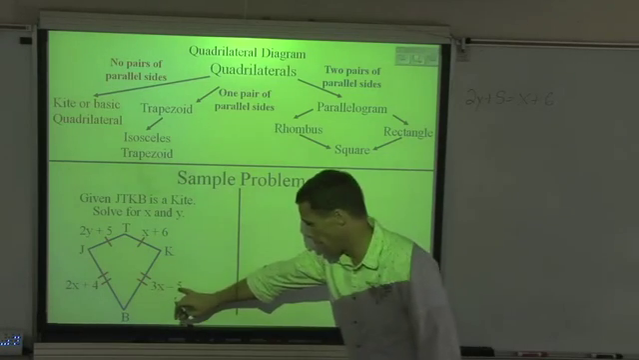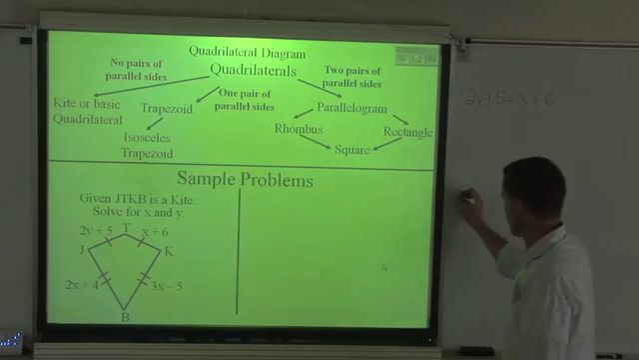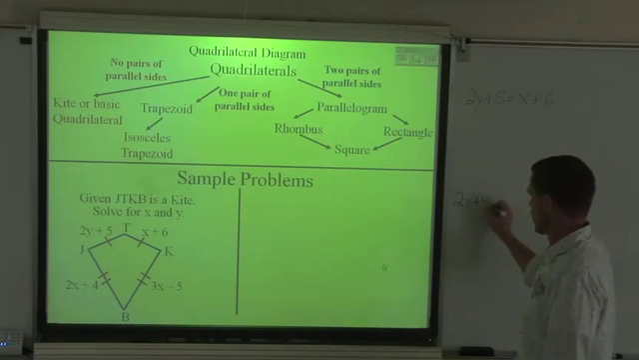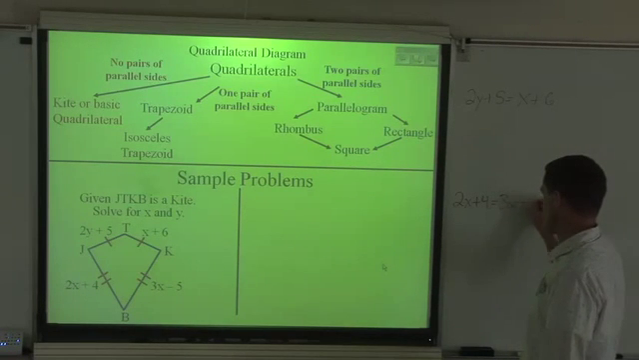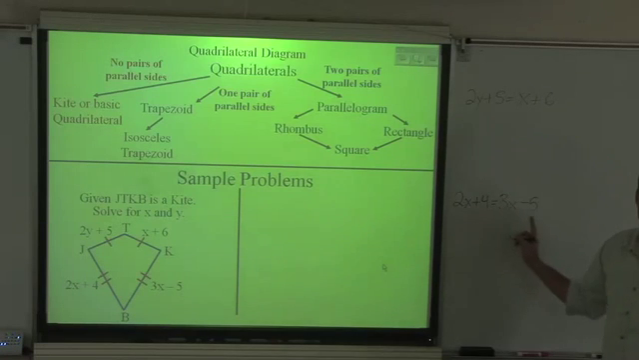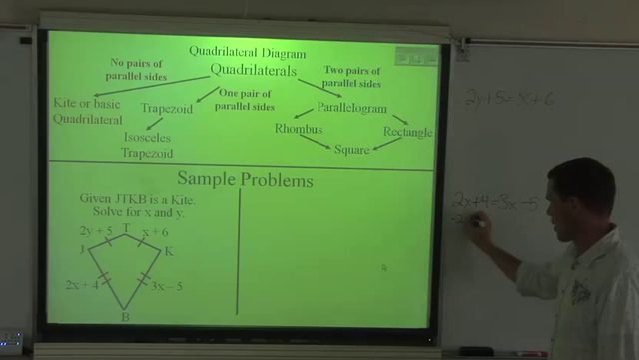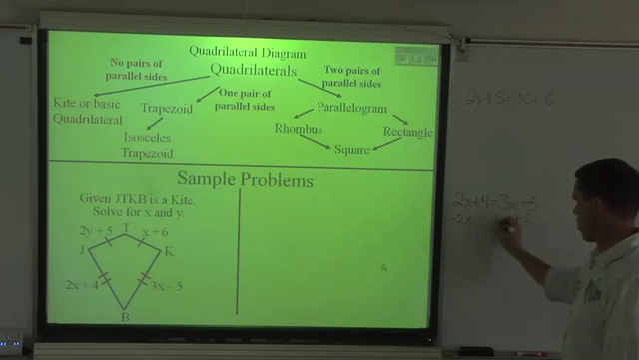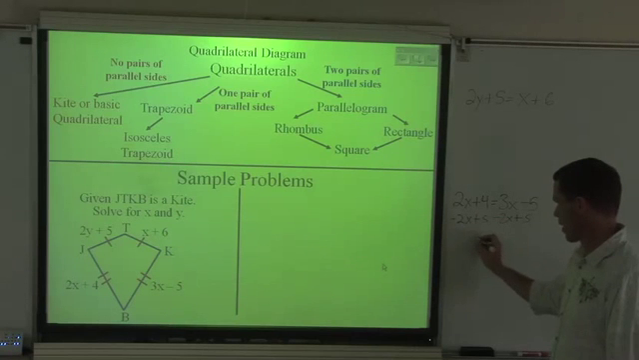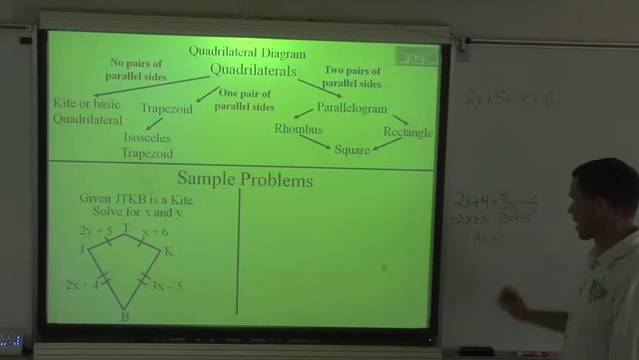But there's another pair. 2x plus 4 is equal to 3x minus 5. This one I can solve. I can solve for x by subtracting 2x and adding 5 to both sides. So we can subtract 2x, add 5, and we've got 9 equals x.